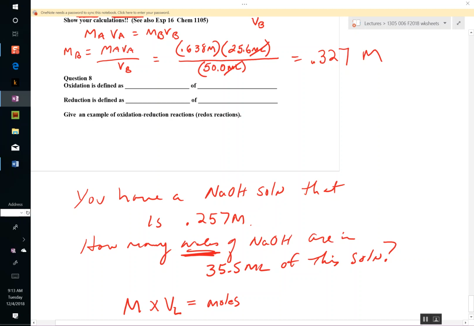Oxidation reduction, don't worry too much about it. Here's what I do want you. Are you familiar with this? At least know this much. Oxidation is loss. Reduction is gain of what? Electrons.